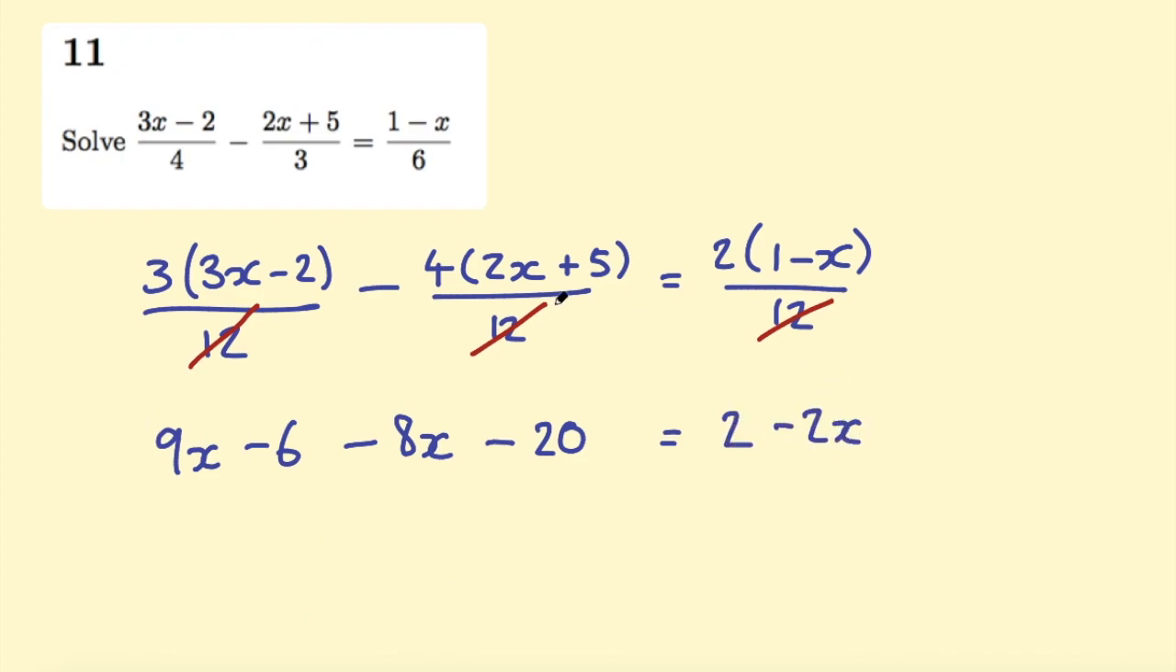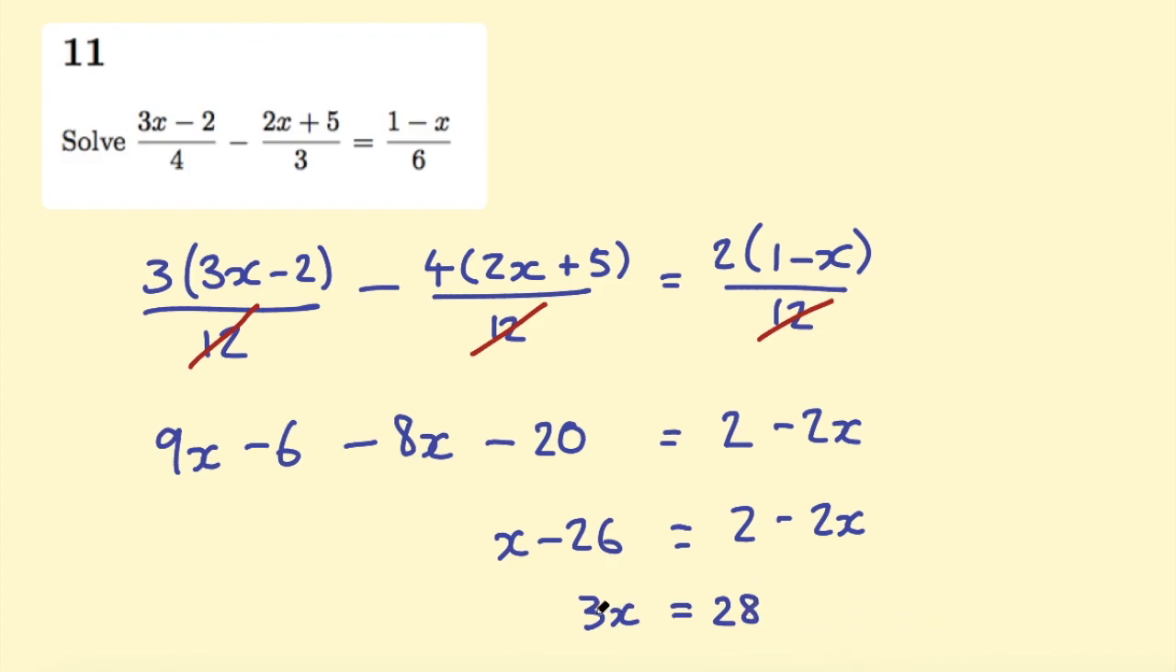And then I need to get all of the x's on the left hand side and all of the numbers on the right hand side, and I can solve for x. So I'll start by simplifying this side. So I've got 9x take 8x will be x, and minus 6 minus 20 will be minus 26. And on this side I've still got 2 minus 2x. Then if I bring that minus 2x over to this side, that will be plus 3x. And if I bring this minus 26 over to this side, that will be plus 28.